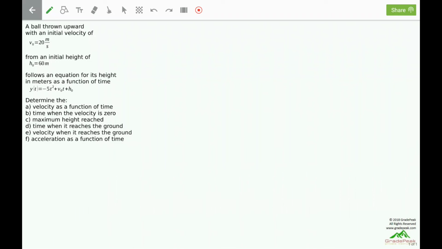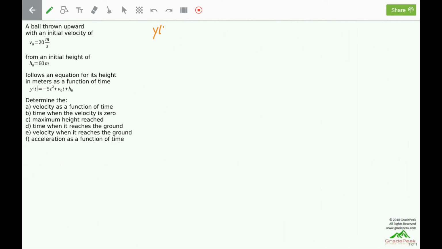A ball thrown upward with initial velocity of v naught equals 20 meters per second from initial height of h naught equals 60 meters follows an equation for its height in meters as a function of time. y of t equals negative 5t squared plus v naught t plus h naught. Determine the parts A through F.